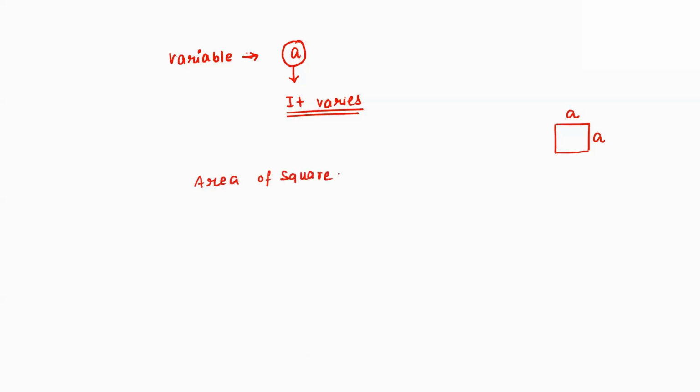Side times side, or side square. Side times side means a times a, because we have assumed the side as a units. So it will be nothing but a square, that will be the area. Now, if someone asks you, can you tell me the area when the side is 2 units? When the side is 3 units? When the side is 5 units? So what will you do?